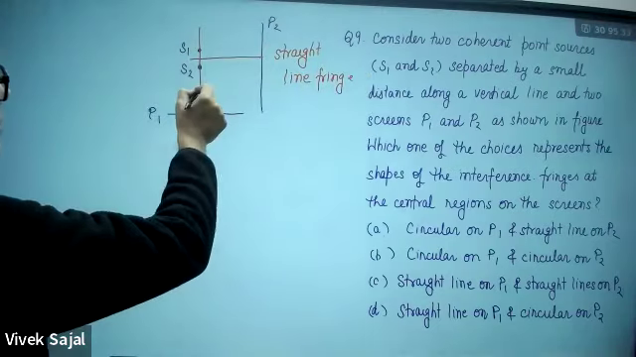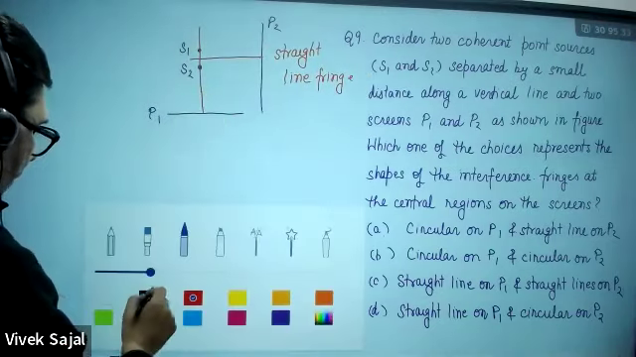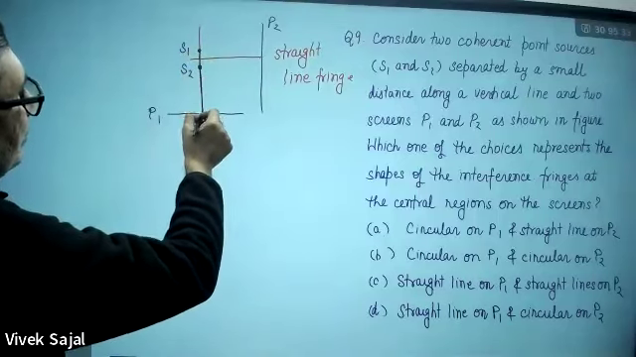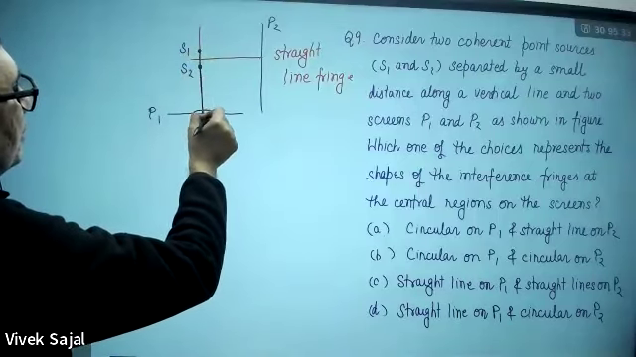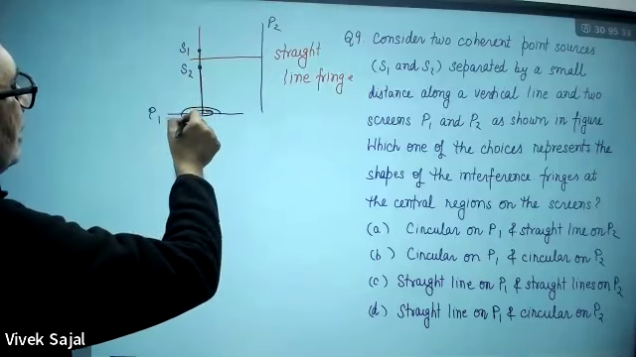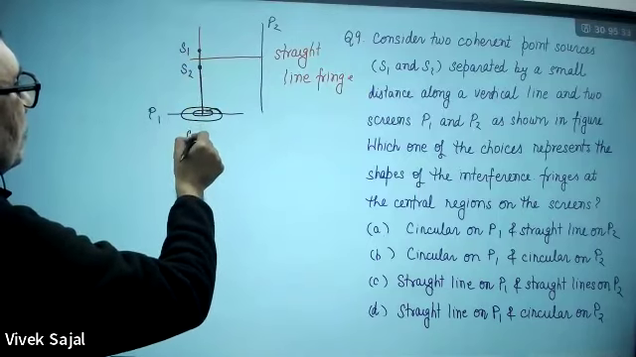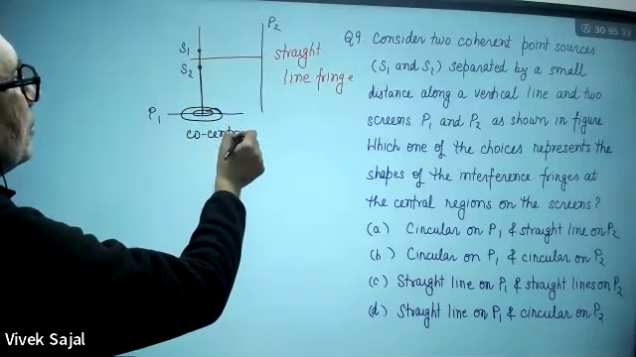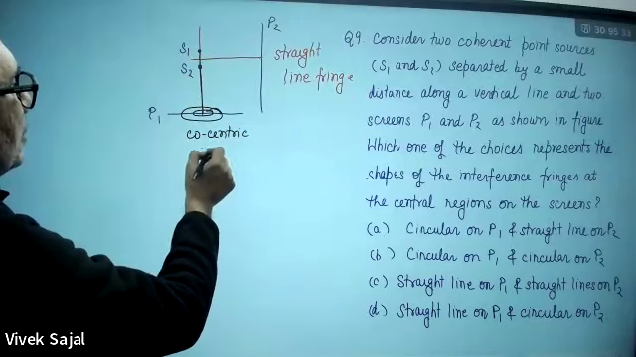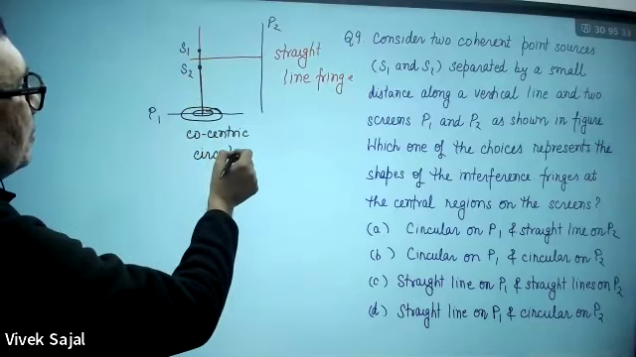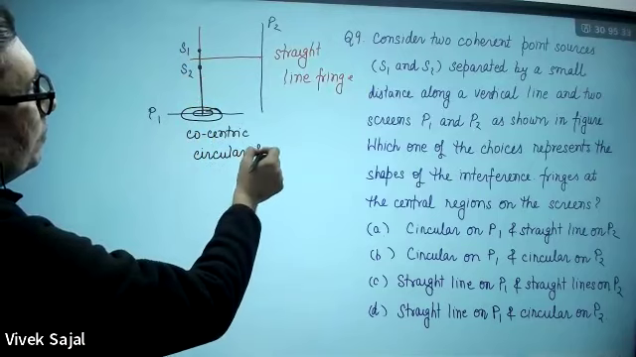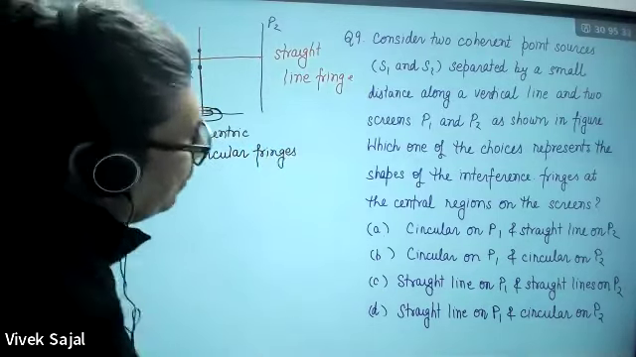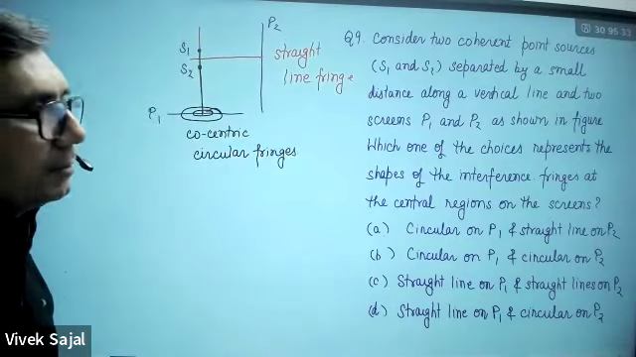And perpendicular to this, on this side, if you place the screen on this side, then you are going to get circular fringes here. Here you are going to have concentric circular fringes. So here they are concentric circular fringes you are going to get.